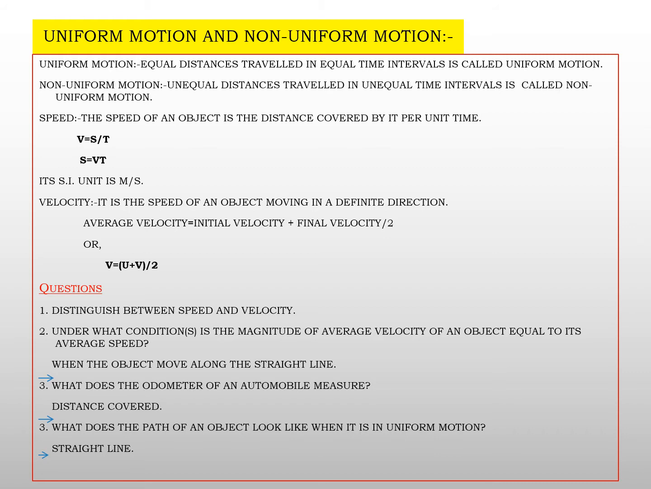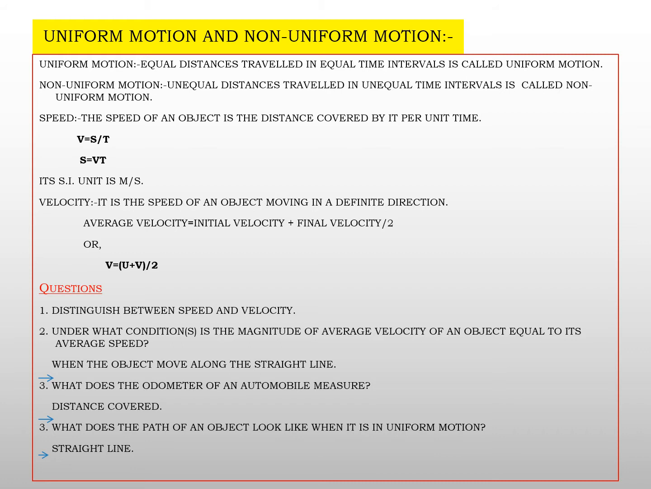Now, velocity. Velocity is the speed of an object moving in a definite direction, and it is a vector quantity, as we have discussed earlier. Now, average velocity is equal to initial velocity, generally represented by u, plus final velocity, represented by v, divided by 2. The mathematical representation is: average velocity v is equal to initial velocity plus final velocity by 2.